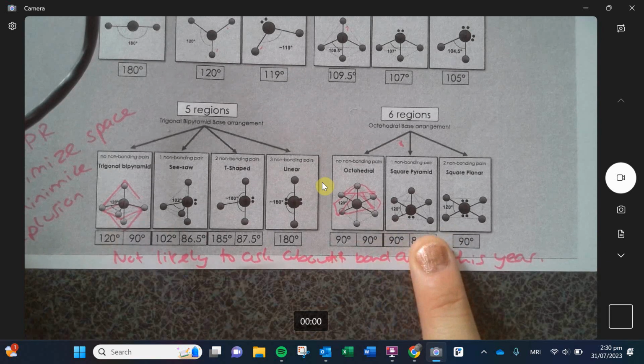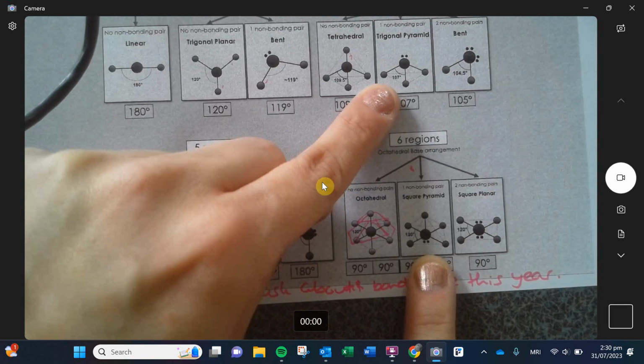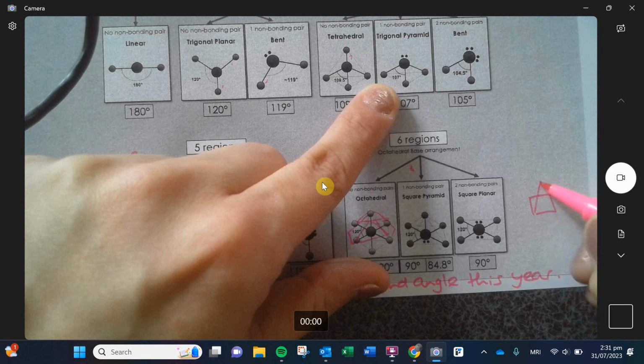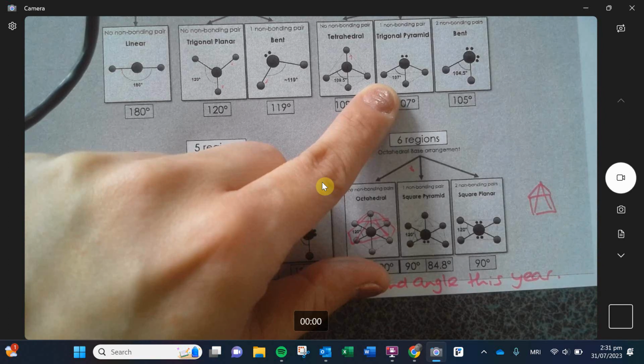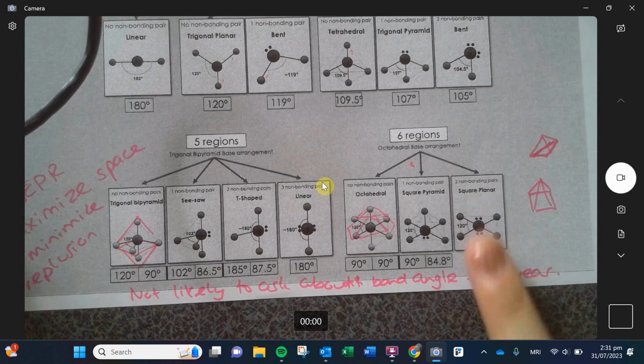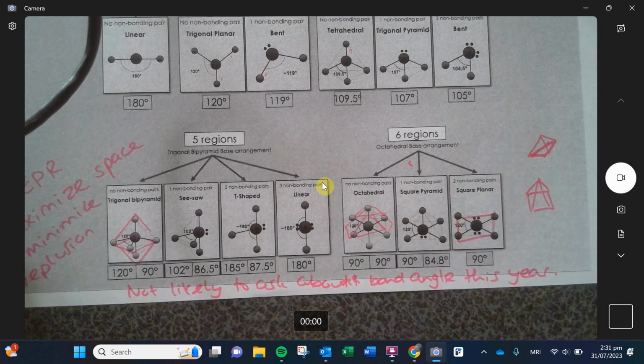This one is different from this one because you notice that there's 4 on the bottom. So it's like a square that has a pyramid going up like that versus having just the 3 going up. So that's our square pyramid. And then if you have two unbonded regions, then you have a square planar. It looks like a square and it's flat.